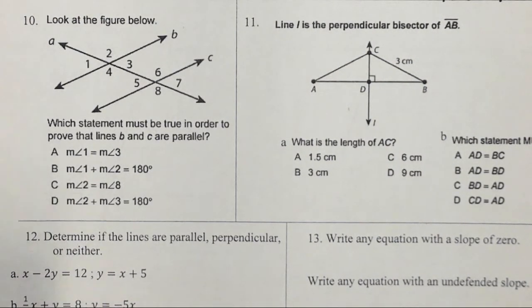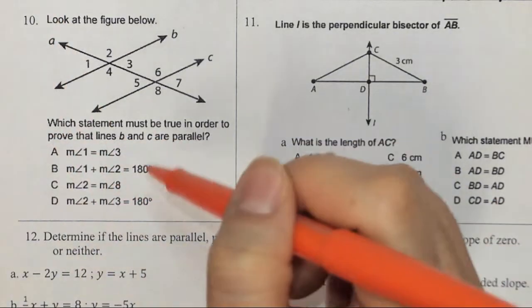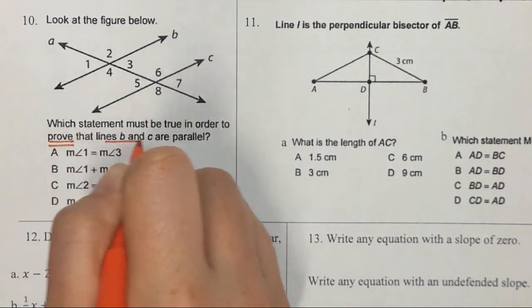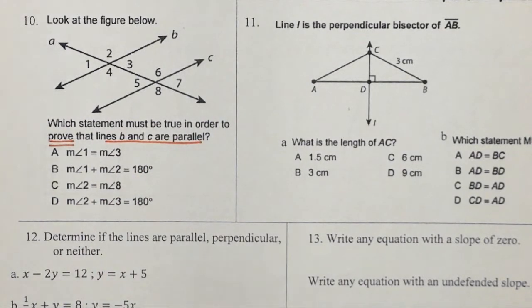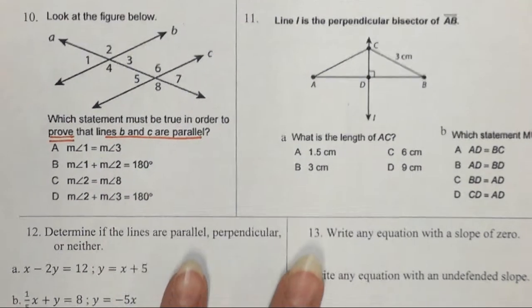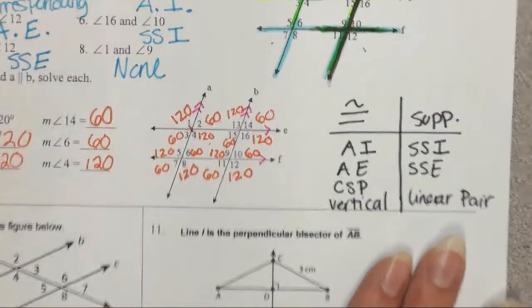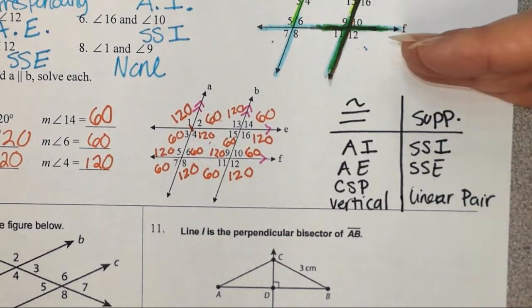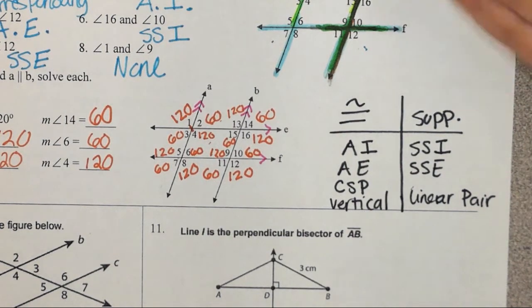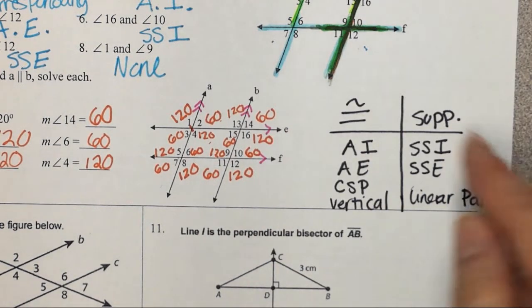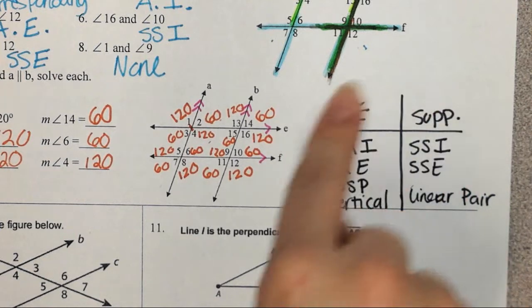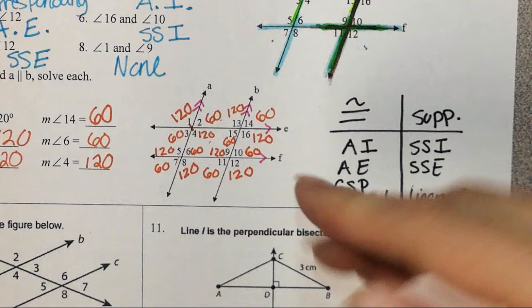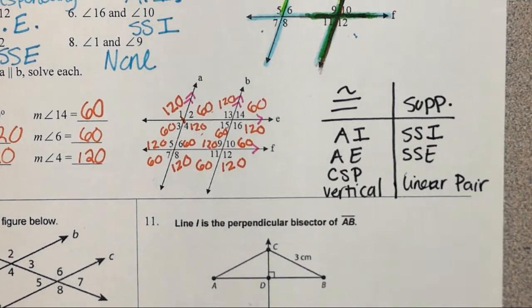Okay, number 10. It says, which statements must be true in order to prove that lines B and C are parallel? So basically, what you're doing for this problem is you're using this backwards. Instead of assuming that the lines are parallel and then knowing this information, we're going to determine if this is the correct information that we're given, and then we'll use that to prove the lines are parallel.